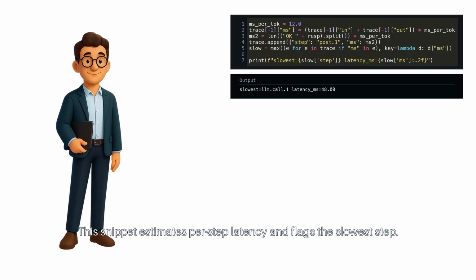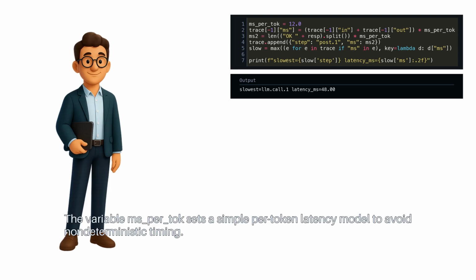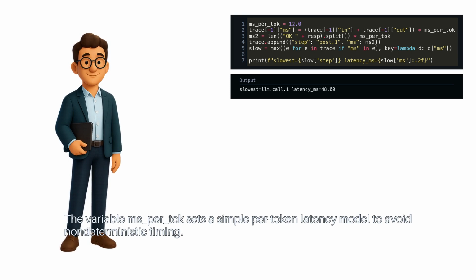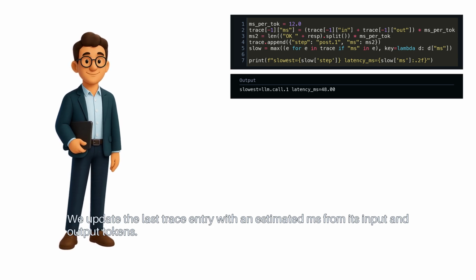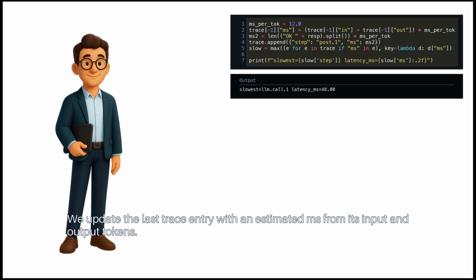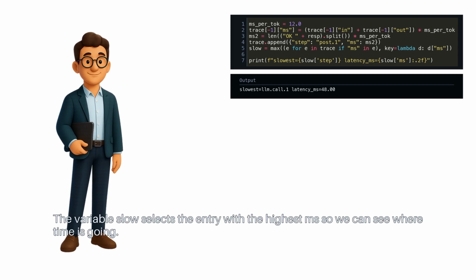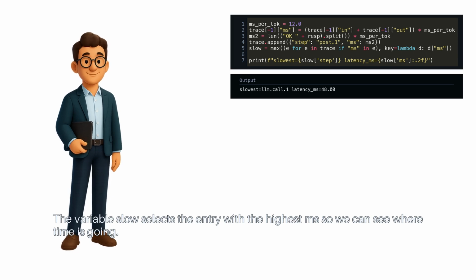This snippet estimates per-step latency and flags the slowest step. The variable ms per token sets a simple per-token latency model to avoid non-deterministic timing. We update the last trace entry with an estimated milliseconds from its input and output tokens. Then we simulate a lightweight post-processing step, compute its ms, and append it to the trace. The variable slow selects the entry with the highest ms so we can see where time is going.